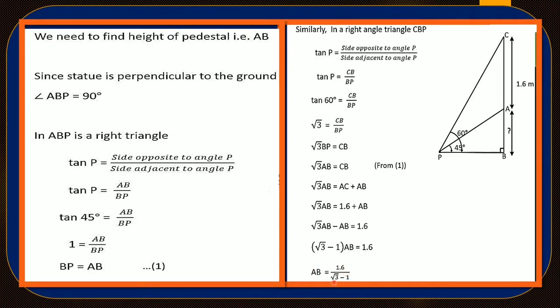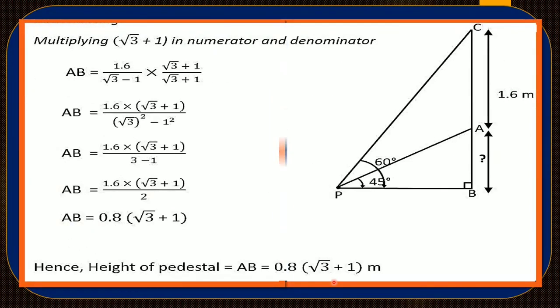Again we will not leave the answer here. So what is the next step? Yes, we have to do rationalization. So we will multiply numerator and denominator by under root 3 plus 1. After solving we will get AB as 0.8 into under root 3 plus 1. So hence we can say that the height of the pedestal is 0.8 bracket under root 3 plus 1 meters. I hope this question is clear to you.